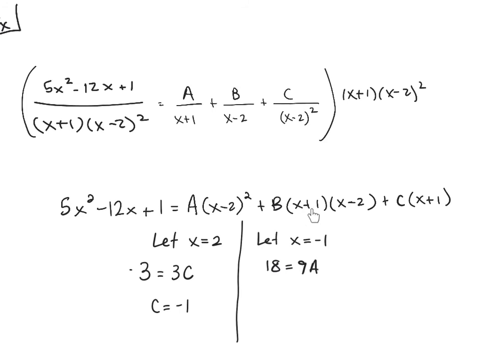And then negative 1 plus 1 is 0. 0 times that means b is gone. Negative 1 plus 1 is 0. 0 times c means that c is gone. So we now just need to solve this equation here by dividing by 9 so that a is equal to 2.